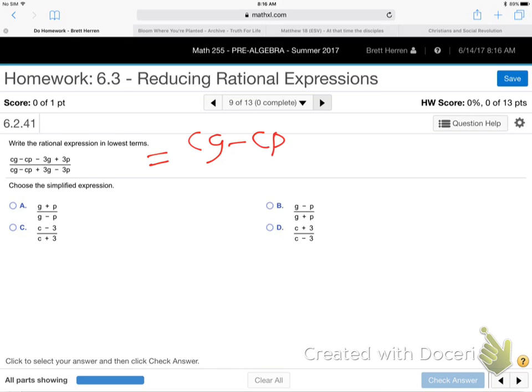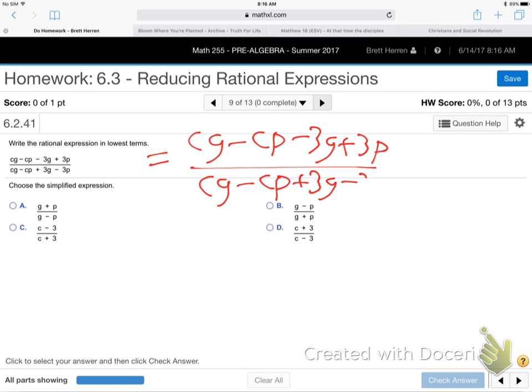CG minus CP minus 3G plus 3P over CG minus CP plus 3G minus 3P. Okay, so we can't cancel stuff right now. We've got the loose horses, right? Basically, that's the truth. When you get those pluses and minuses loose, it's the glue thing, the Costco thing, you got to get them all corralled. Got to get them all factored.